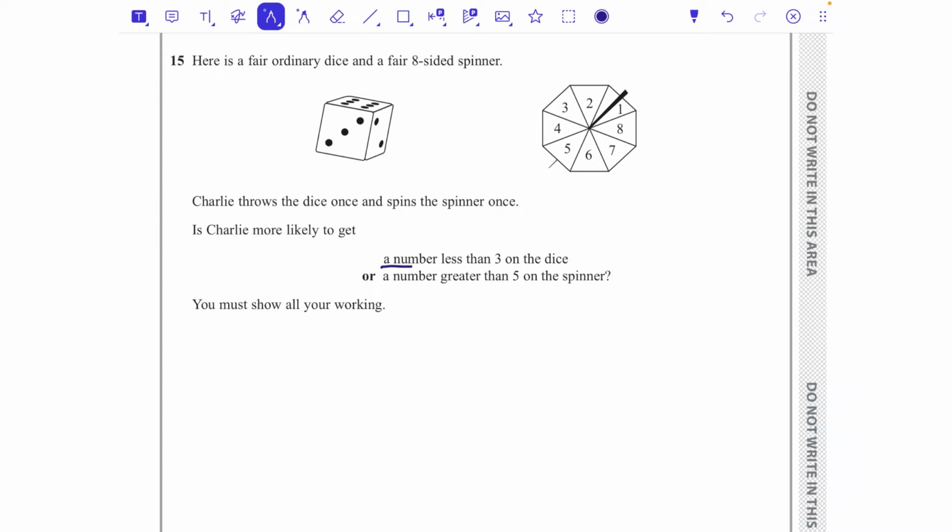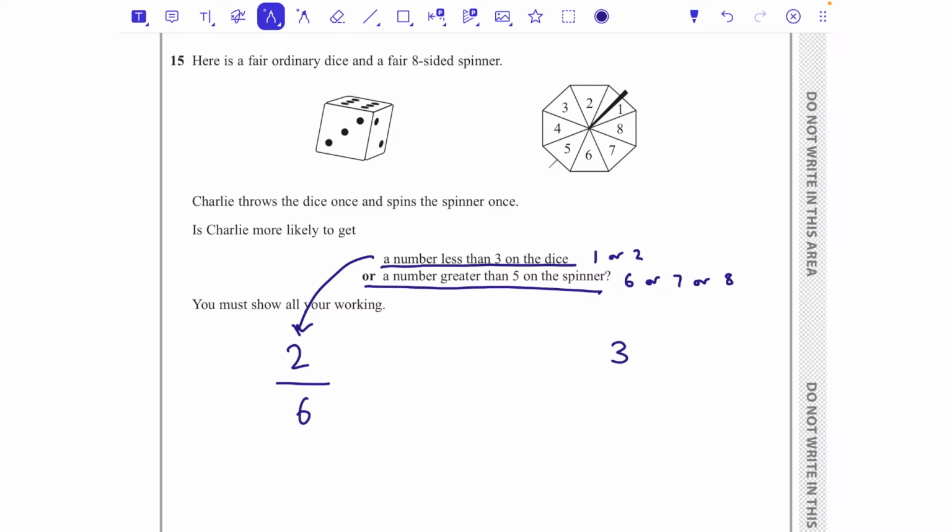Let's first look at a number less than 3 on the dice. So that would be a 1 or a 2. So the chance of that happening is 2 of the options out of 6 options altogether. Now let's have a look at the second option, a number greater than 5 on the spinner. So that's going to be 6 or 7 or 8, which is 3 options out of the 8 possible options.